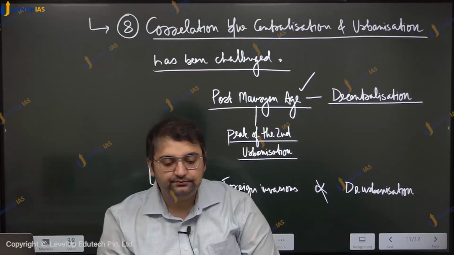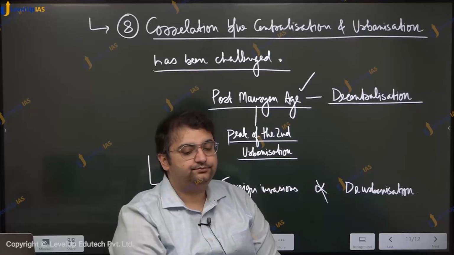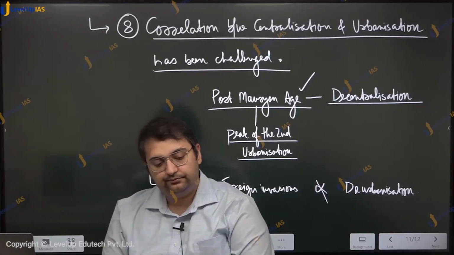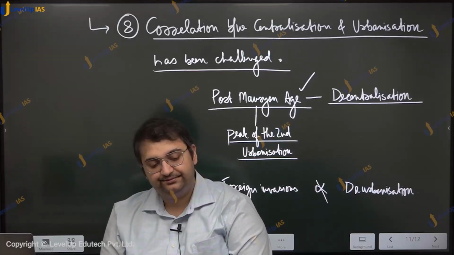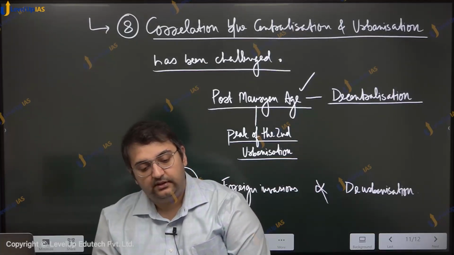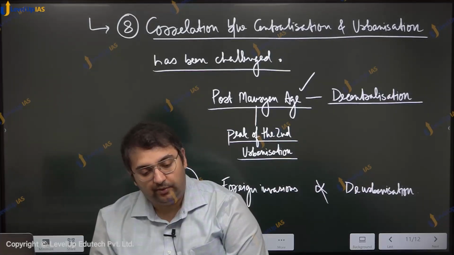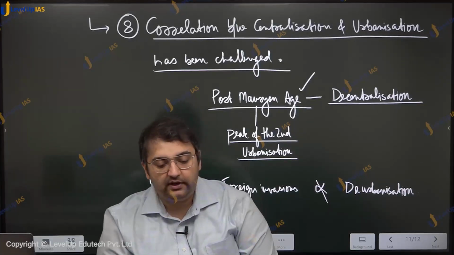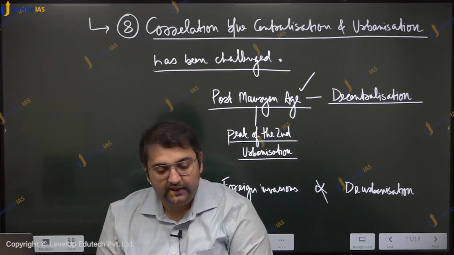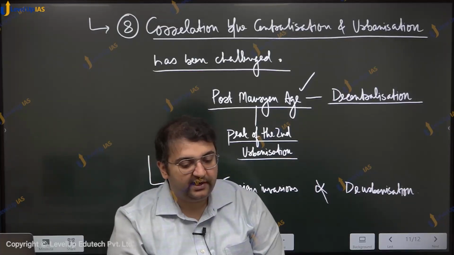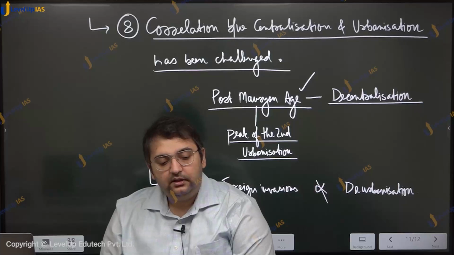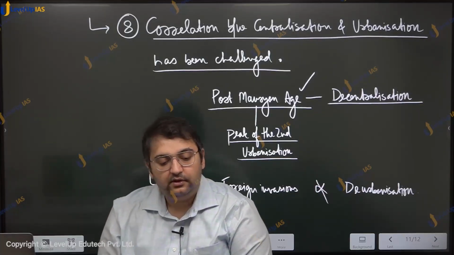Subpoint. In fact, throughout the post-Mauryan age, a period lasting half a millennium, India experienced several waves of foreign invasions. Full stop. Next subpoint. Despite this, growth of the urban economy reached its peak during this very age.